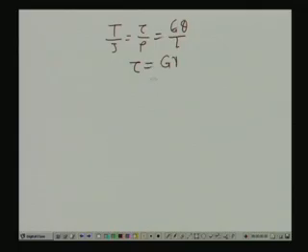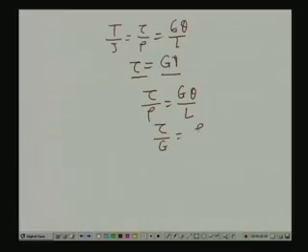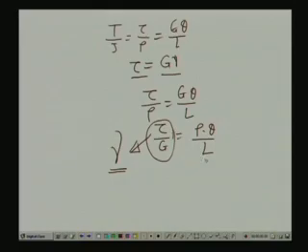Now, T by J again is equals to tau by rho is equals to G theta by L. The shearing stress, as we know, is given as G times gamma. This is the relationship between the shearing stress and the shearing strain. So, tau by rho is equals to G theta by L, or tau by G is equals to rho theta divided by L. Now, tau by G, this particular parameter, we can call gamma. So, gamma is equals to rho theta by L.